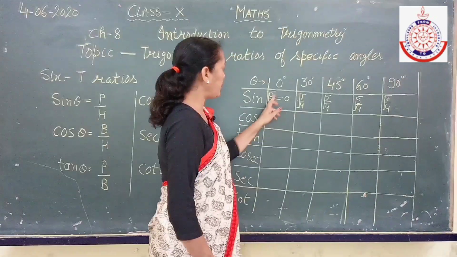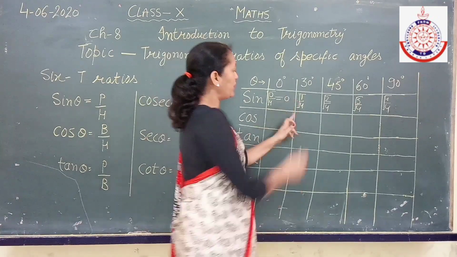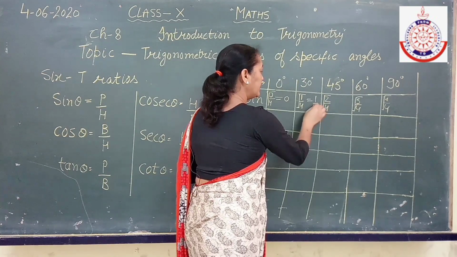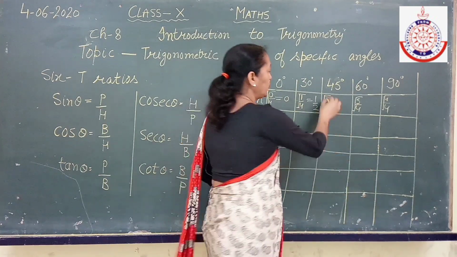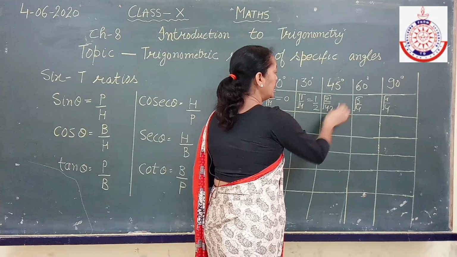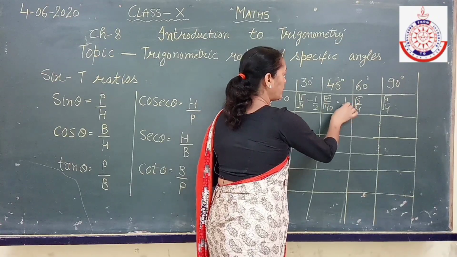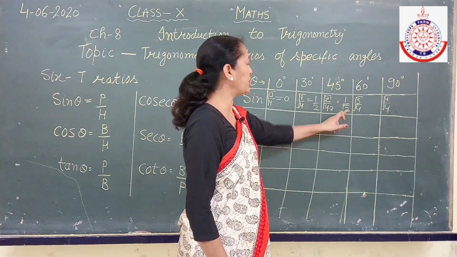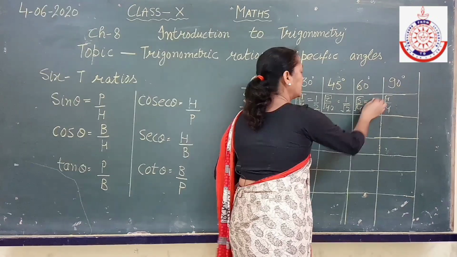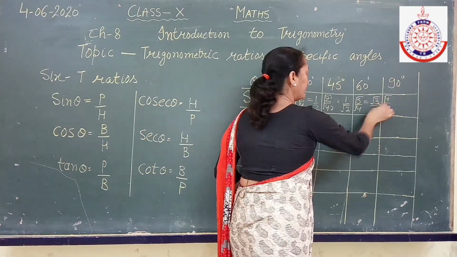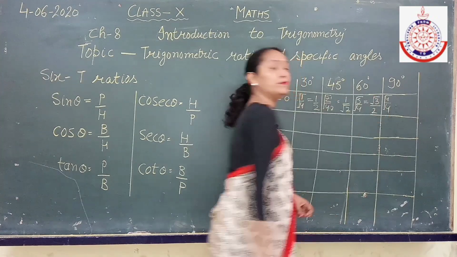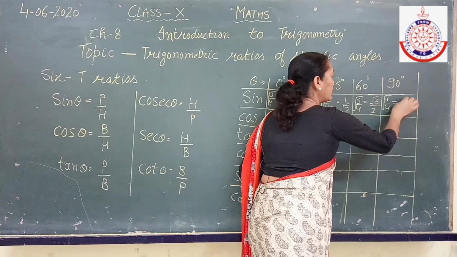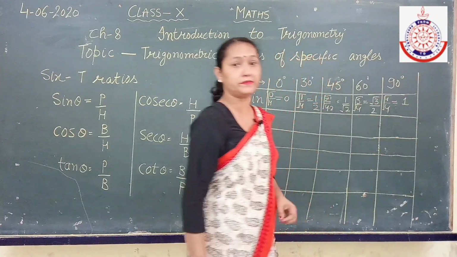Now see, 0 upon 4 is 0 only. 1 upon 4: when 1 comes out of the root, it will be 1, and 4 will become 2. Here, 2 and 4, cancellation is there. So after coming out of the under root, 1 came out to be 1 only and 2 came out to be under root 2. Then 3 will come as root 3, but for 4, 2 will come. Then 4 and 4 got cancelled, so we got under root 1, that is 1 only.